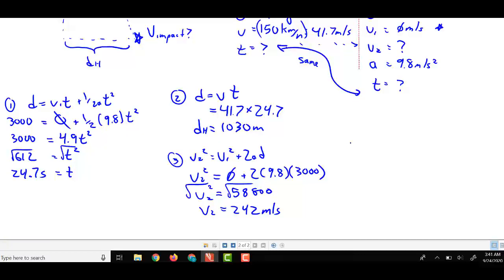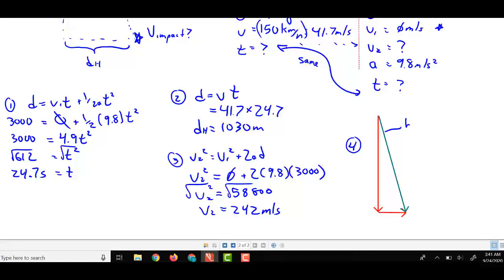Final part, V impact. We have to consider both of these velocities together. Now, our vertical is 242. I'll represent that by a red arrow right here vertically. And our horizontal was 41.7. So that's much more modest in comparison. So I'm going to draw that as a shorter arrow. What's our impact velocity? Well, we're going to want to combine these two together. So that's what that green arrow is going to represent.